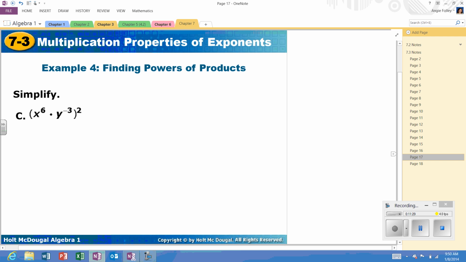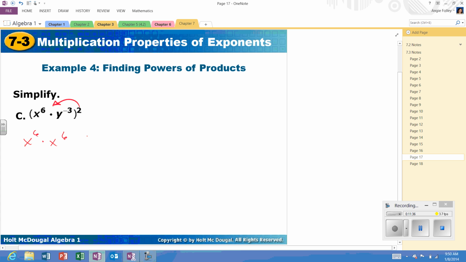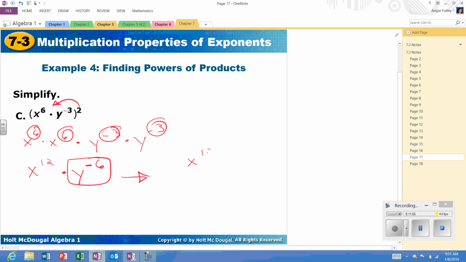Okay, so for this next one, we're going to make sure that we apply it to everything inside. So it's going to be x to the 6th times x to the 6th times y to the negative third times y to the negative third. Now I can add my exponents, so that's x to the 12th. Negative 3 and negative 3 becomes negative 6. And because I want this to be a positive exponent, I'm going to move that into the denominator. So I'm going to have x to the 12th over y to the 6th. And you're done.